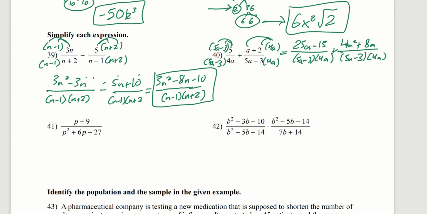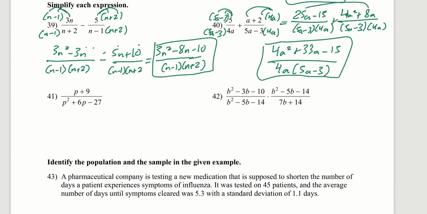And then last step, I just have a bunch of like terms to combine on the top, and I'm going to write them in order from highest exponent to lowest exponent. So this would be 4a squared. Combine these 2 things to get plus 33a and then minus 15. All over that common denominator that I created, 4a times 5a minus 3.